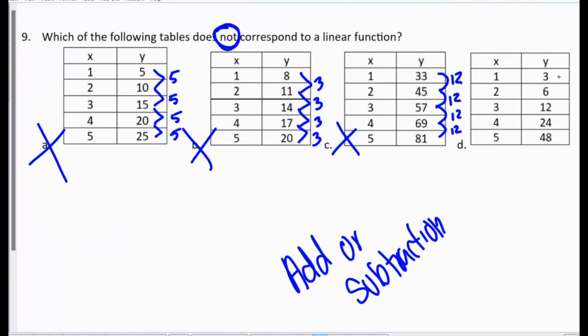Now, let's just double check. 3 to 6 is 3. 6 to 12 is 6. 12 to 24 is 12. 24 to 48 is 24. So this one's pattern does not repeat with addition and subtraction. If we look closely, it is actually multiplying by 2. Awesome. And that is our last problem for the Module 2 test review.